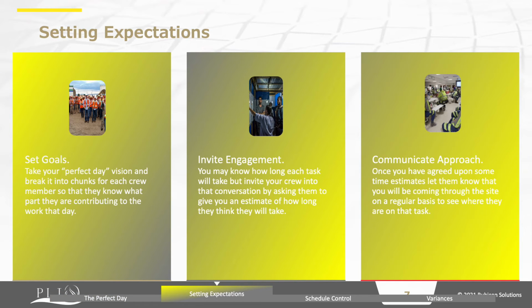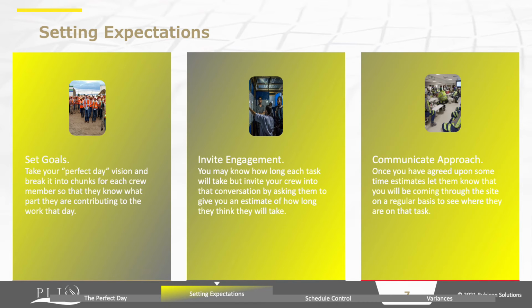Then we move into setting expectations. Once you have an idea of what your perfect day looks like, it's way easier for you to set expectations for your crew. So set goals. Take your perfect day and break it into bite-sized chunks so that everybody knows what piece they own and how that fits into how you're going to achieve that perfect day plan.